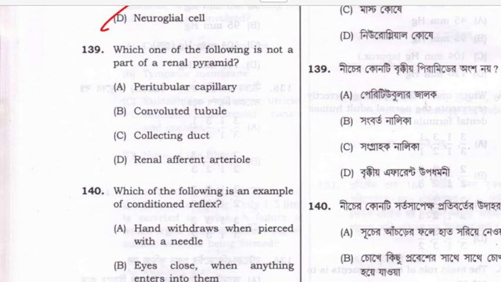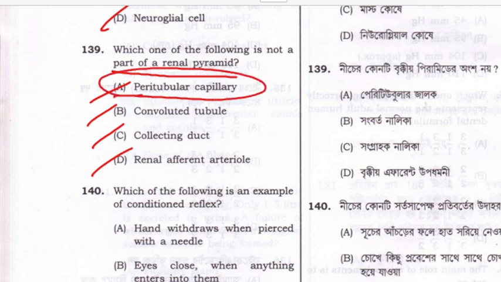Which of the following is not part of a renal pyramid? Peritubular capillary, convoluted tubule, collecting duct, renal efferent arterioles. So among them, the correct answer is peritubular capillary. This is not part of the renal pyramid.